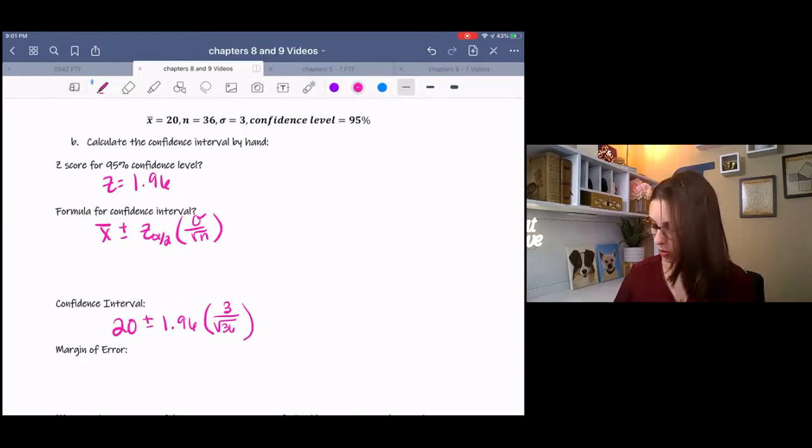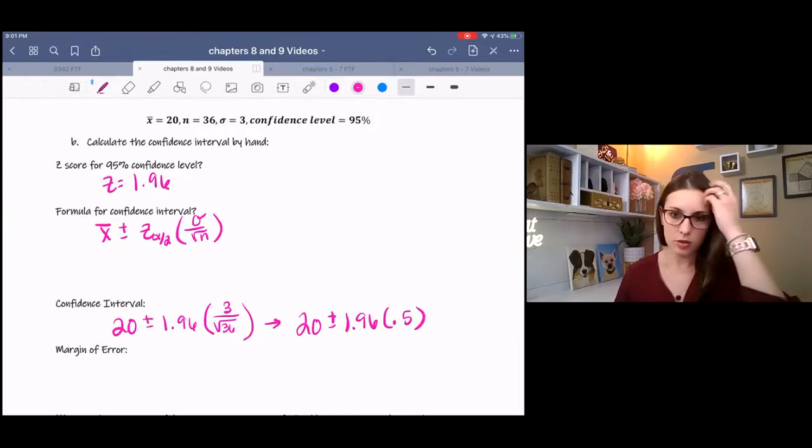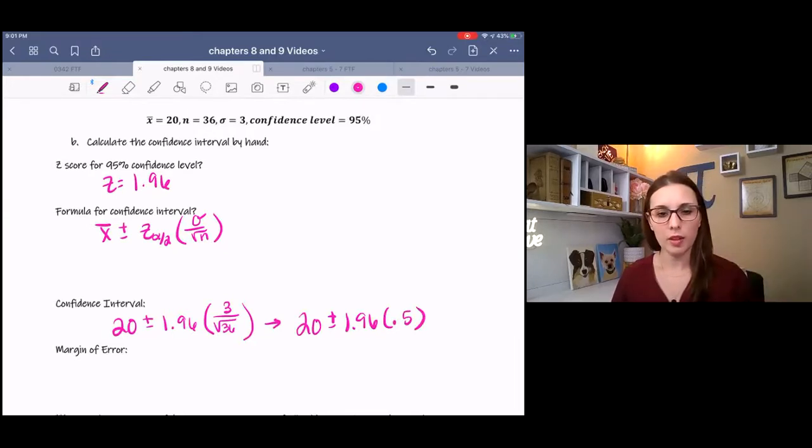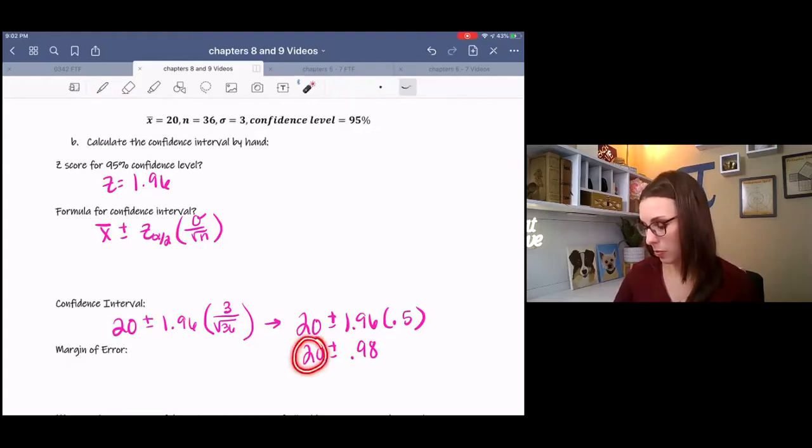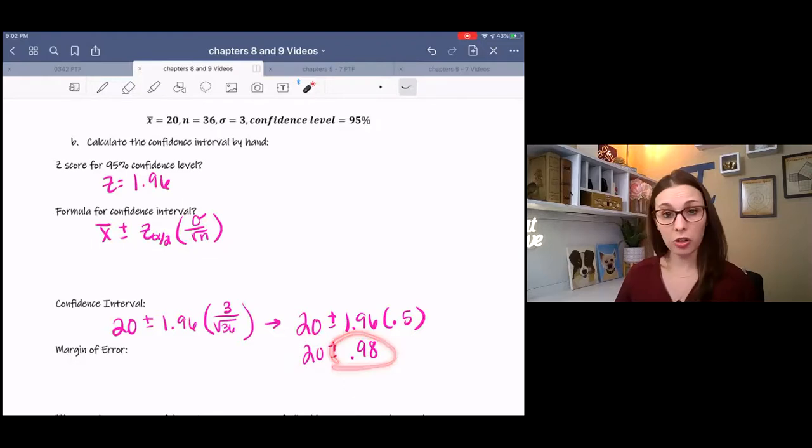So I'm going to simplify a little bit. 1.96 times 3 over 6, which is a half. And then simplify even further. I think it's 0.98. So you can write it like that, and that's nice because from that you can easily see your sample mean and your margin of error.